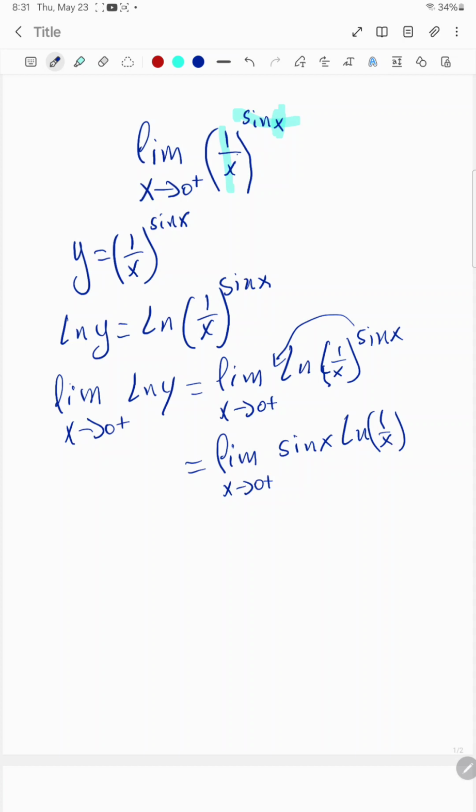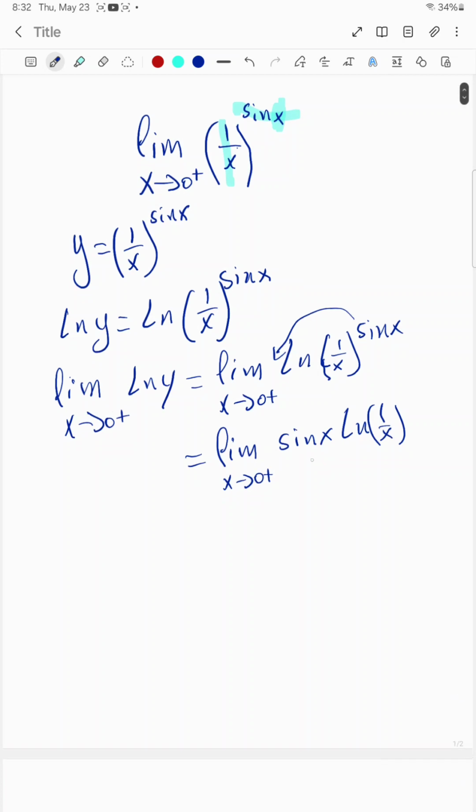If I look at this, sine x ln of 1 over x, it seems complicated to find the limit of it, because 1 over 0 plus is infinity, and ln of infinity is infinity, and sine x, when x goes to 0, is 0. 0 times infinity, I don't know, you cannot do it.